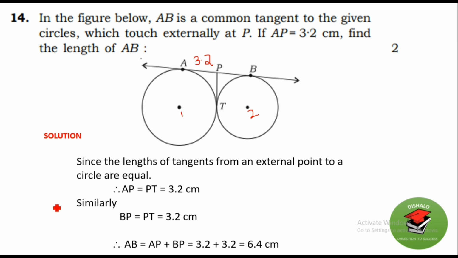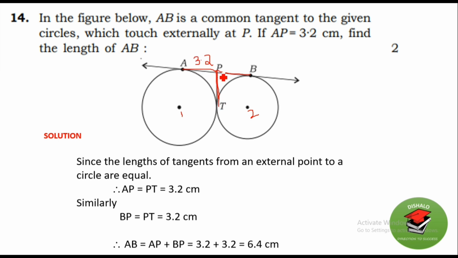So there is a theorem which says that the lengths of tangents from an external point to a circle are equal. Why? Because this is a common tangent to both the circles. Therefore, your AP will be equal to your PT and your BP will be equal to your PT. So whatever is AP will be PT.